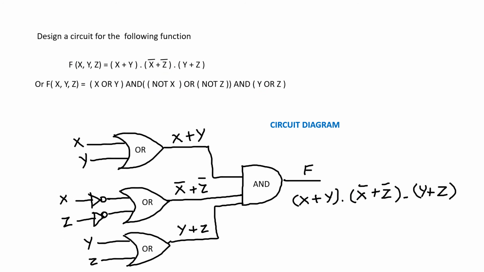Let us look at another example, and the function has three variables x, y and z, and the expression is x or y and with x complement or z complement and with y or z. And we have to write it in a form as given below, and x or y has to be computed first, and the result is ANDed with not of x or with not of z.